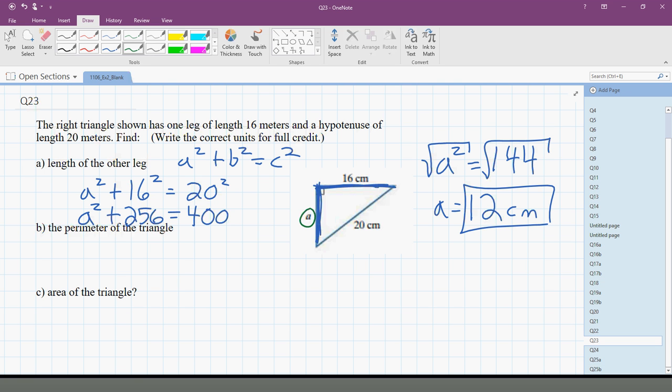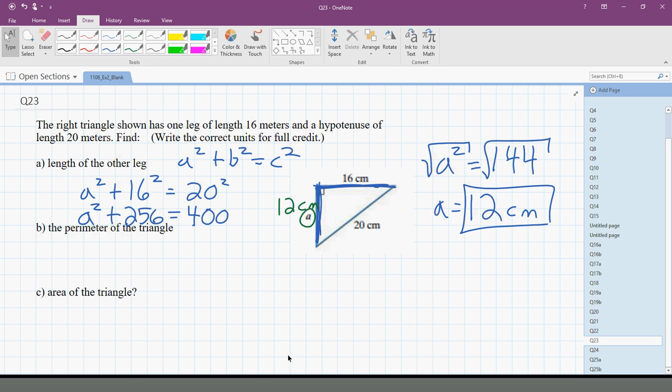All right. So part B says, find me the perimeter. So we now know that this is 12 centimeters. How do we find the perimeter? How do we find perimeter? No division. How do you find perimeter? We did it earlier. No, that's Pythagorean theorem. How do you find perimeter? We did it back on number 21. You found perimeter. How did you do that?